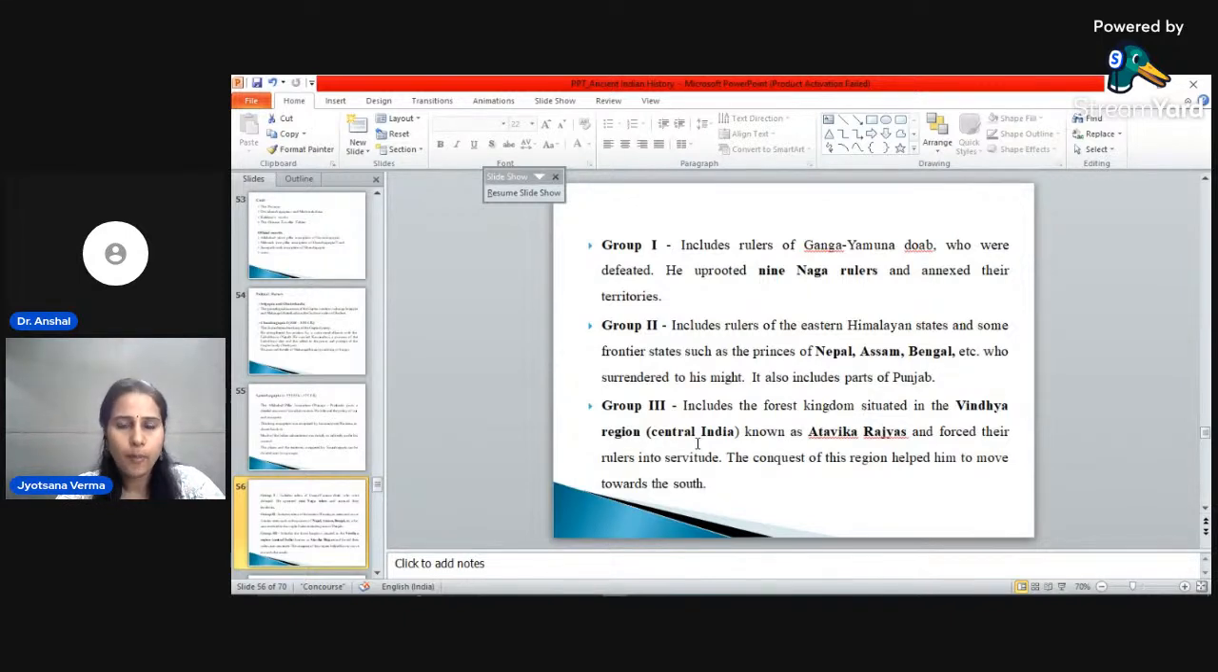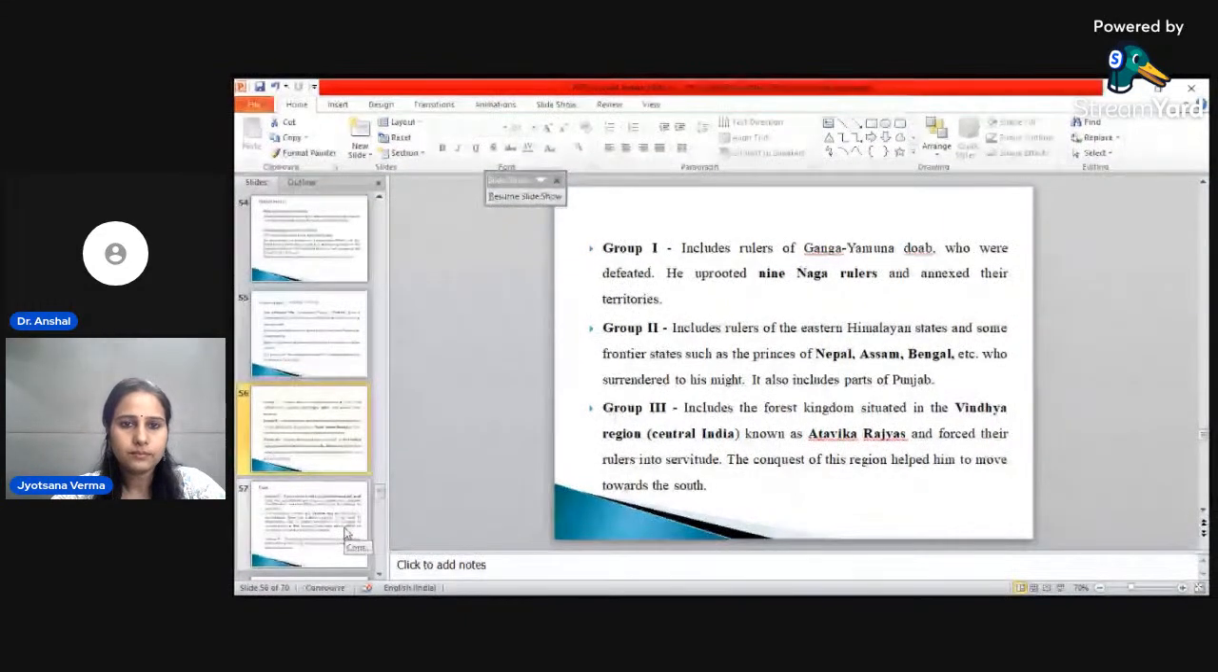There are five groups in which the political achievements of Samudragupta can be described. The first group includes the Ganga-Yamuna Doab, in which nine Naga rulers were defeated by Samudragupta and their territory annexed. The second group includes rulers of the Eastern Himalayan states and some frontier states, such as princes of Nepal, Assam, and Bengal, who surrendered to his might. It also includes part of Punjab. The third group includes the forest kingdoms situated in the Vindhya region, known as the Atavika Rajya, and he forced their rulers into servitude. The conquest of this region helped him to move toward the south.